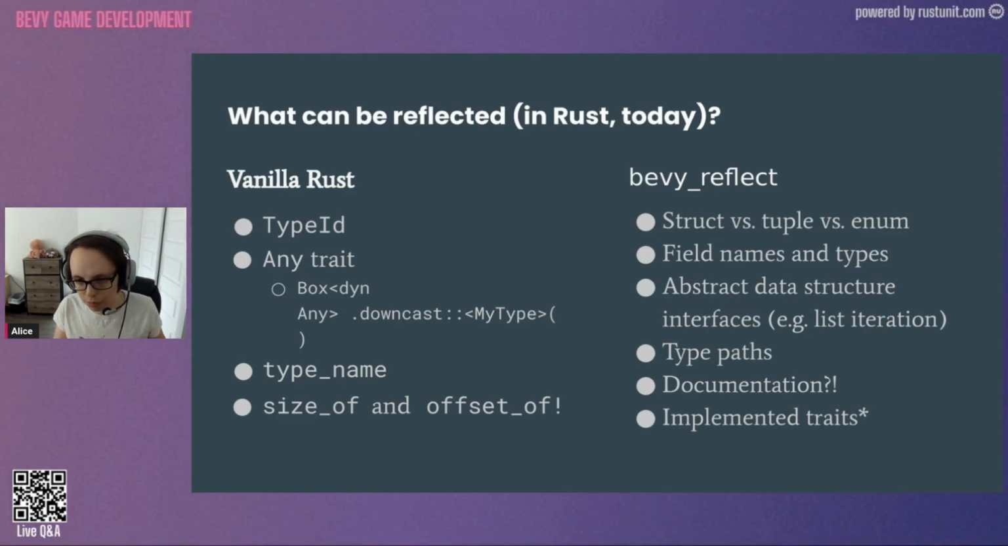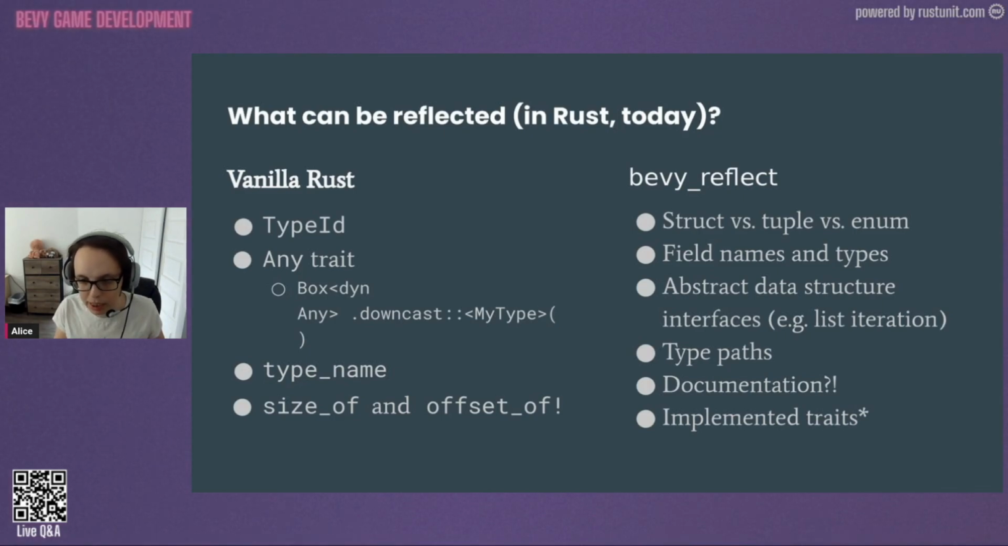So Bevy Reflect fundamentally operates on types, and on instances of those types. You can't reflect traits currently because there's no way to store the data or anything. But you get information about, like, is this a struct? Is this a tuple? Is this an enum? It's kind of the most basic information.